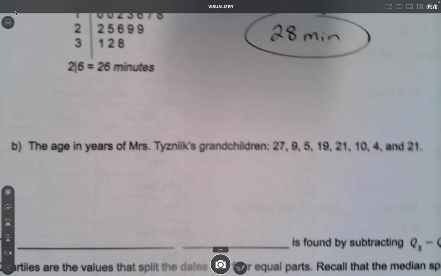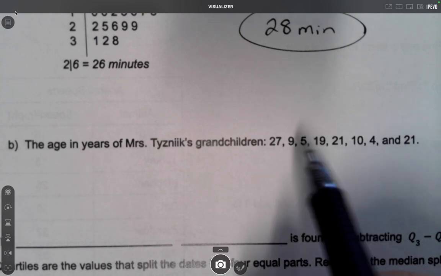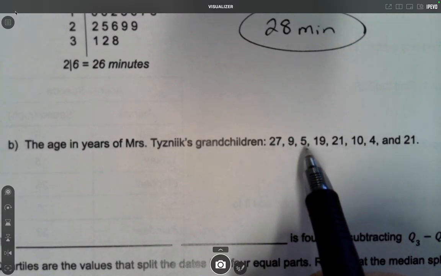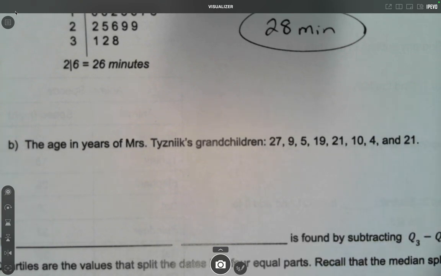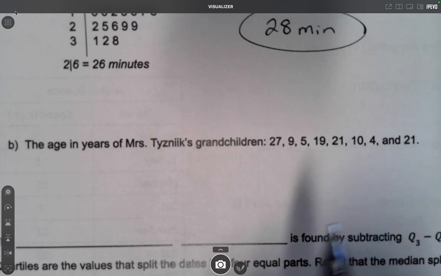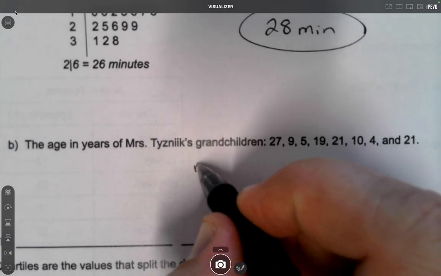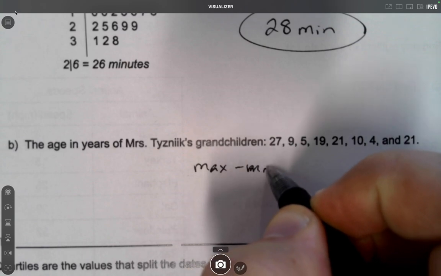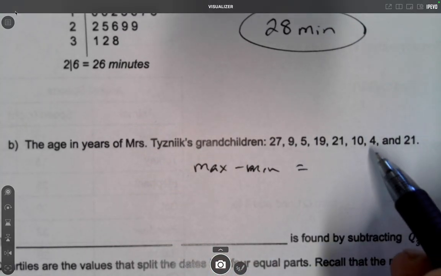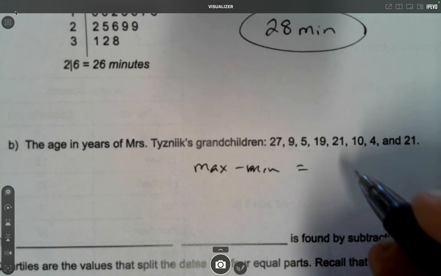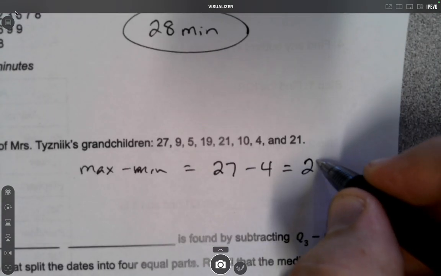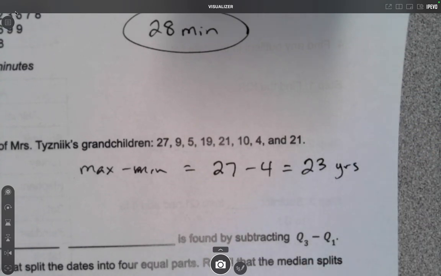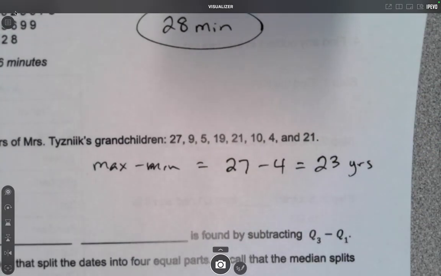Okay, the age of Mrs. Tisniak's grandchildren. We have 27, 9, 5, 19, 21, 10, 4, and 21. So to get an idea how far the age of her grandchildren range, we've got to do the max minus the min. So the maximum I see here is the first one, 27. The minimum, the youngest person I see here, is 4. So 27 minus 4, we get 23 years. So the range of age in her grandchildren is 23 years.